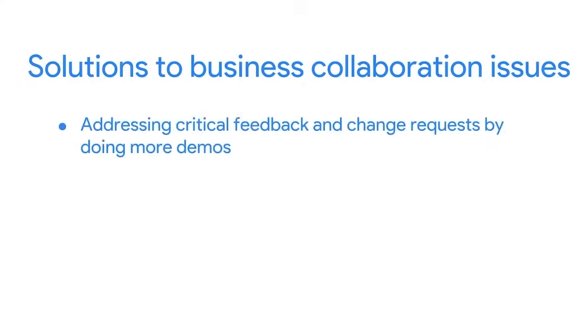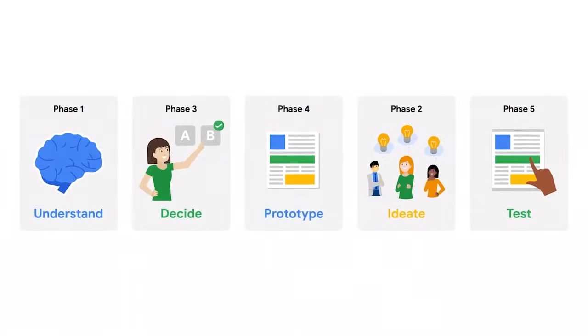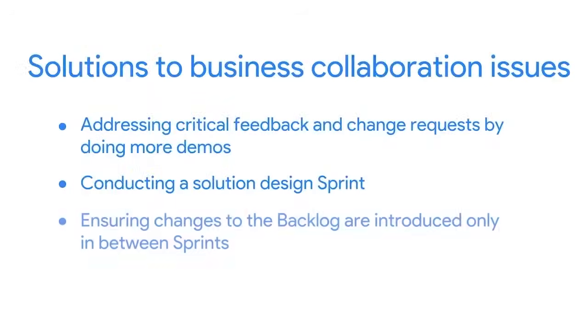To start with, try addressing critical feedback and change requests by doing more demos. This ensures feedback comes in at a steady pace and that everyone involved has a shared understanding of what done means. Next, consider conducting a solution design sprint, which is an entire sprint spent working solely on the solution design. These are most effective when the working team and the business people actually sit together and collaborate on the solution. Finally, you can help your team focus by ensuring changes to the backlog are introduced only in between sprints. This prevents your team from getting distracted by possible changes, which could stress them out and lead to resentment.